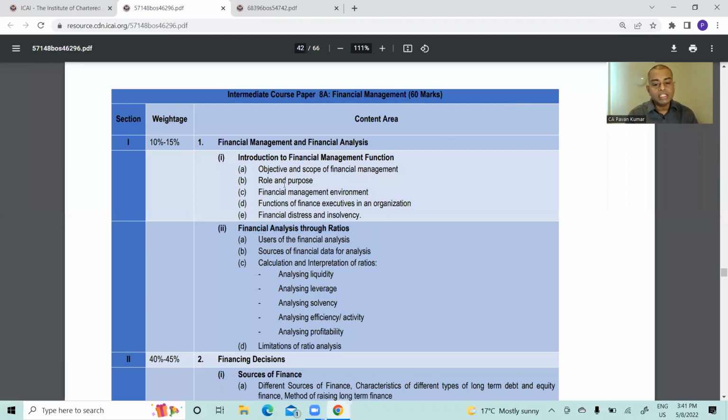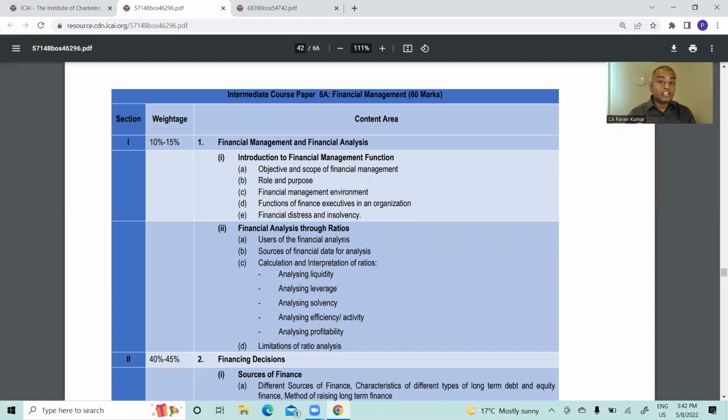All these things will be there in this first chapter. After that, financial analysis through ratios. And now one good news is, because financial management is for 60 marks, we do not expect any 15-mark or 20-mark kind of questions now in the exam. Maximum length of the question can be 10 marks, maximum.